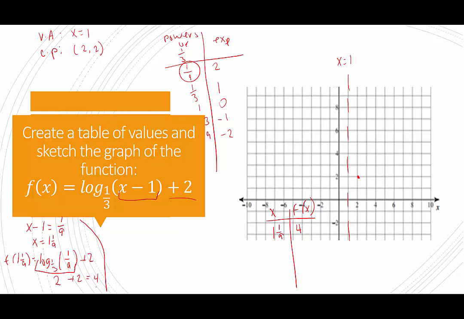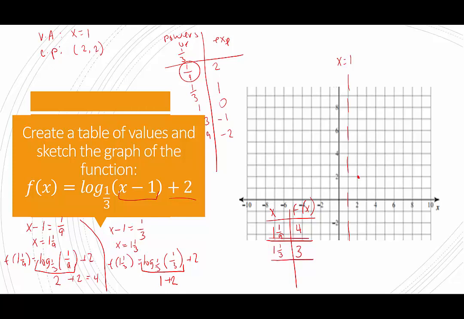Okay, what's the next value we want the argument to equal? We want the argument to be 1/3, because we know 1/3 to what power gives us 1/3. There it is. So we're going to say x minus 1 equals 1/3. I would add 1 to both sides, and that would give me 1 and 1/3. So the next x value I want to plug in is 1 and 1/3. When I plug in 1 and 1/3, I get log base 1/3 of 1 and 1/3 minus 1, which is 1/3, plus 2. This is the identity. Remember, any base with the matching argument equals 1, and then 1 plus 2 is 3. So here we get 3.